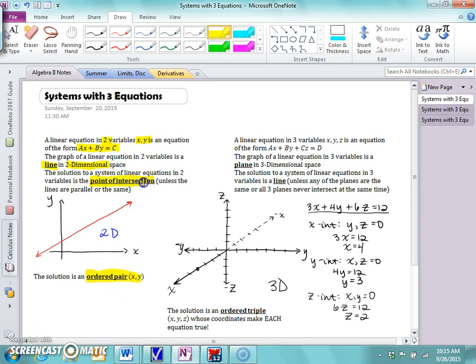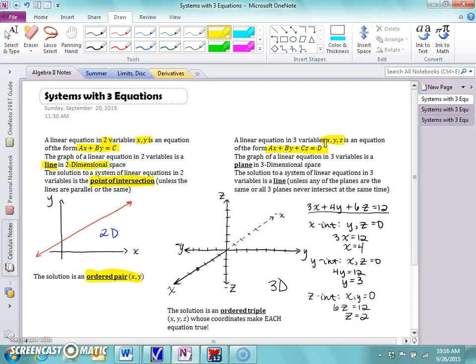Now, this point of intersection only happens if there's one solution, if it's consistent and independent. If the lines are parallel or the lines are the same, you'll either have no solution or infinitely many. Let's jump to linear equations in 3 variables. We're going to add a z, and I'm now in this standard form, ax plus by plus cz equals d.